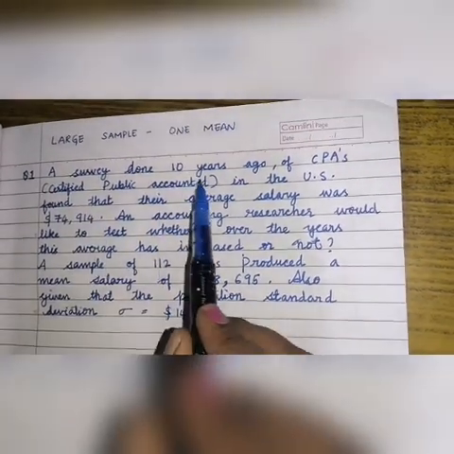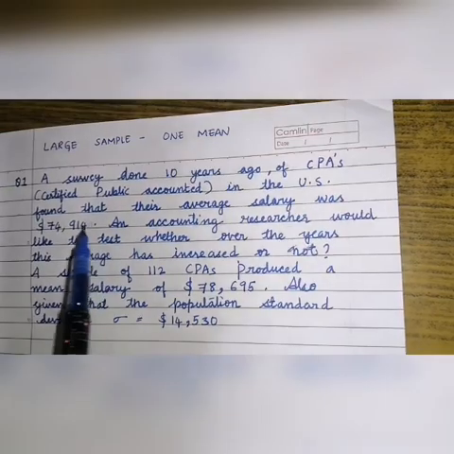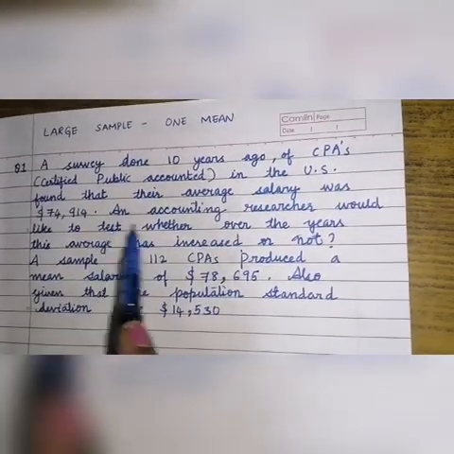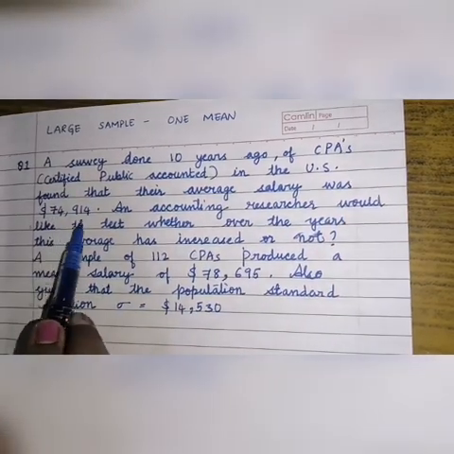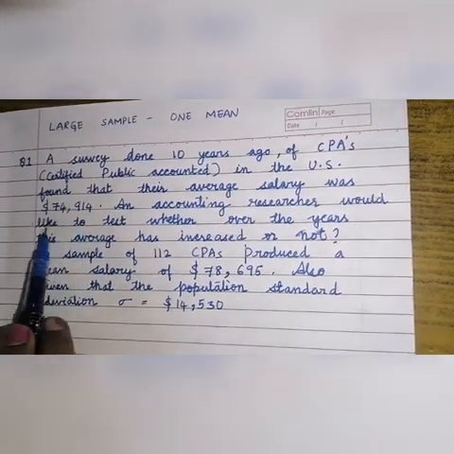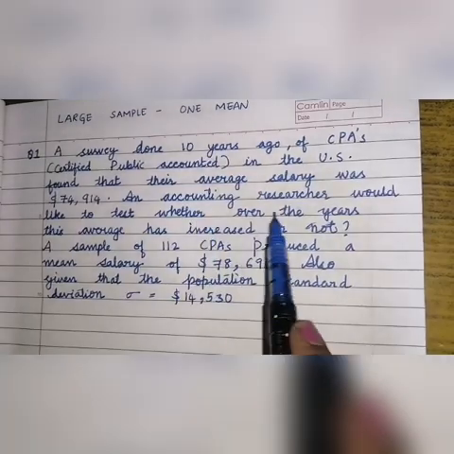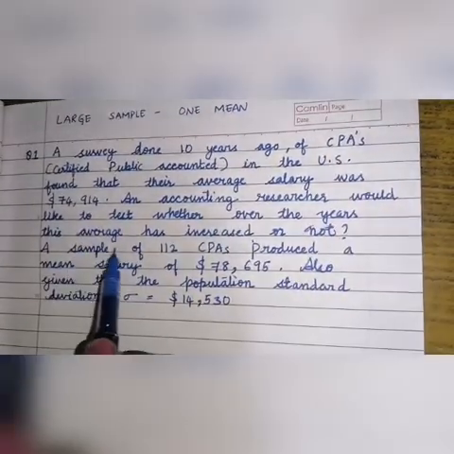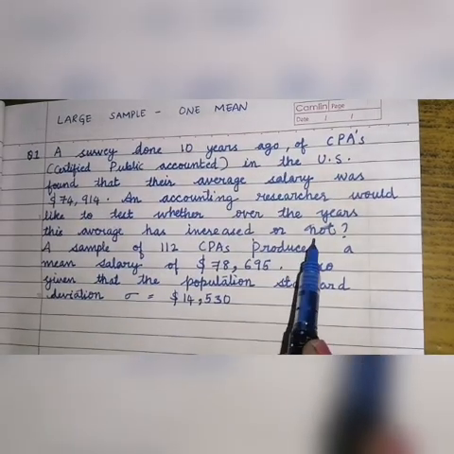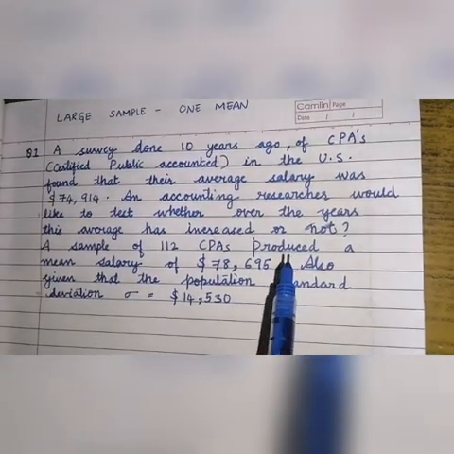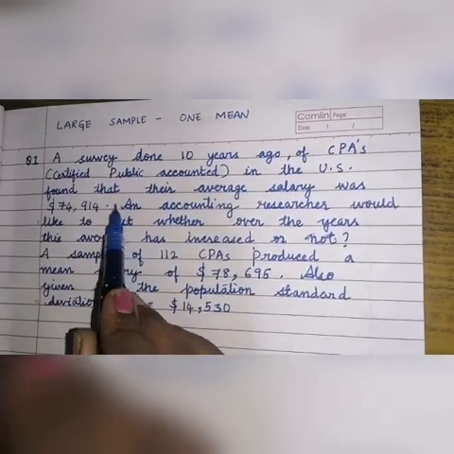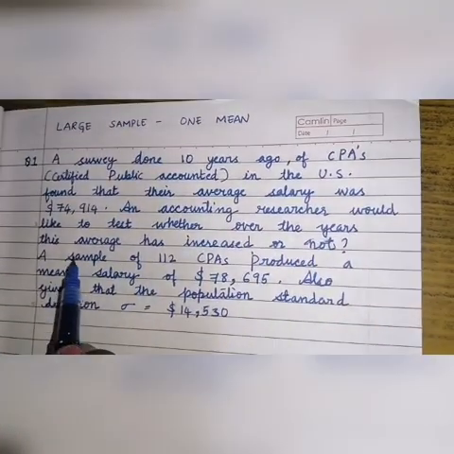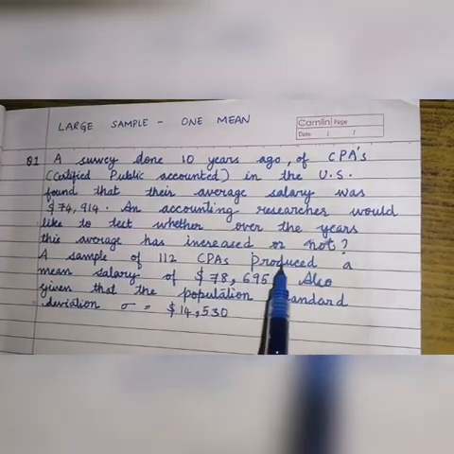A survey done 10 years ago of CPAs, that is certified public accountants, in the US found that their average salary was $74,914. An accounting researcher would like to test whether over the years this average has increased or not. So the important point to be noted is this one.